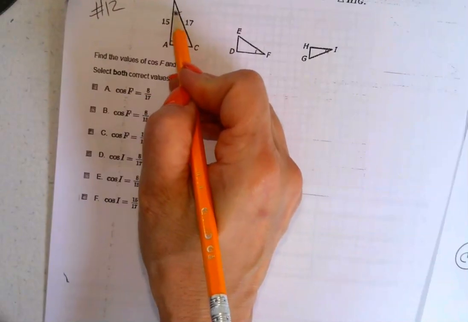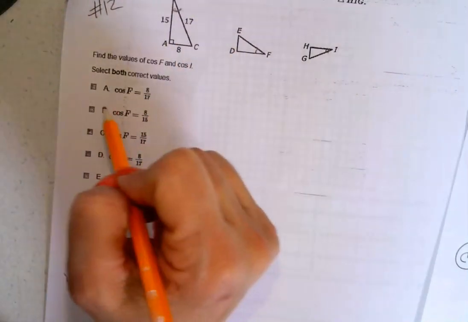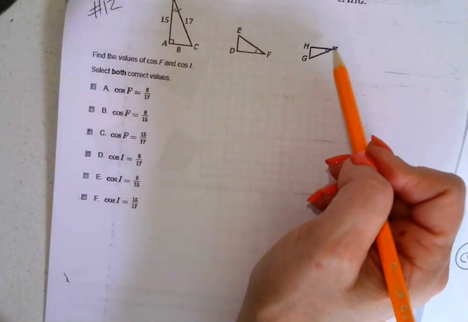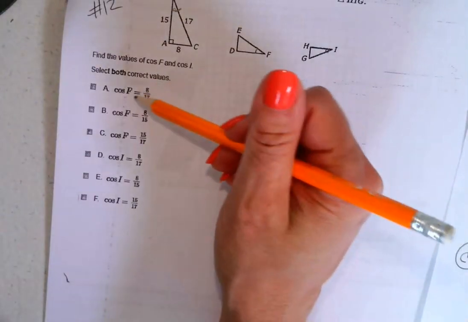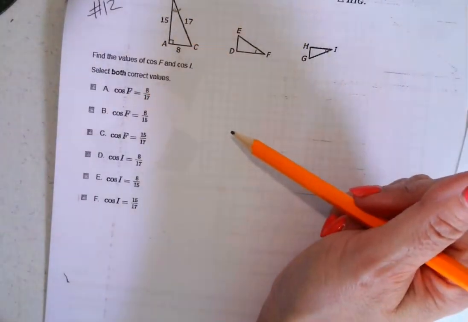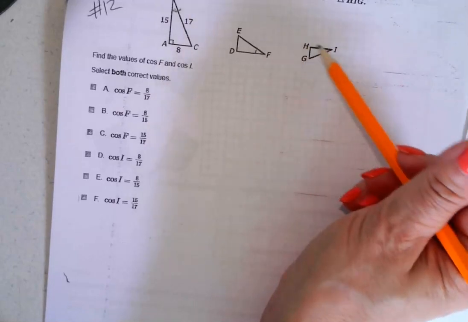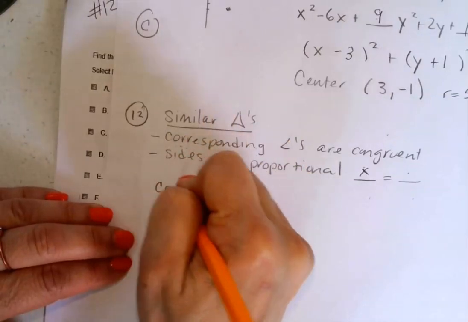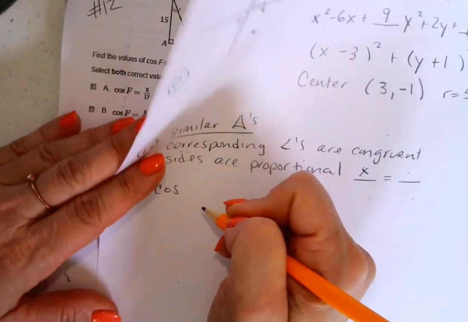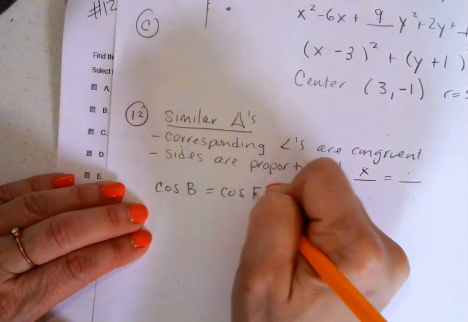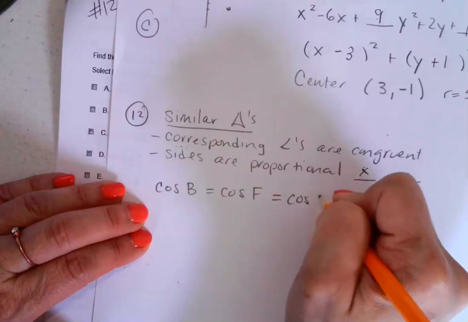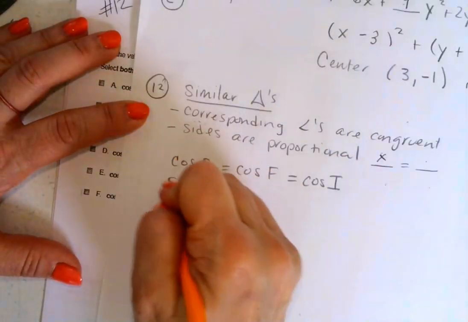That's B. So B and F correspond. And actually, I and B also correspond. So if we find the cosine of B, we also know the cosine of F and I. So let's go ahead and do that. Cosine of B is equal to the cosine of F, which is also equal to the cosine of I. Well, cosine, remember, SOHCAHTOA.